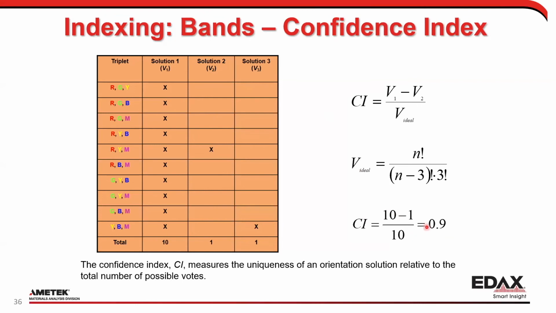Now, what does a 0.9 value mean? Well, basically I have a very big jump between my first best solution and my second best solution. I should feel pretty confident that I got the right index in here.